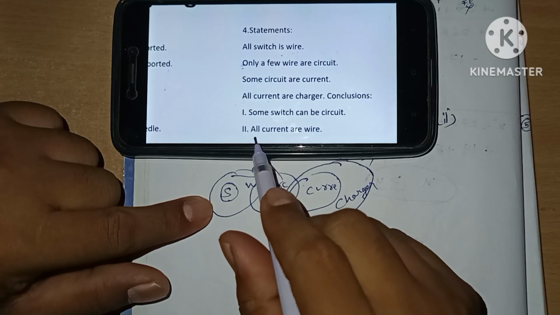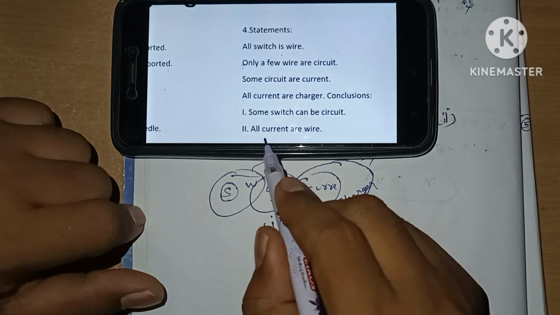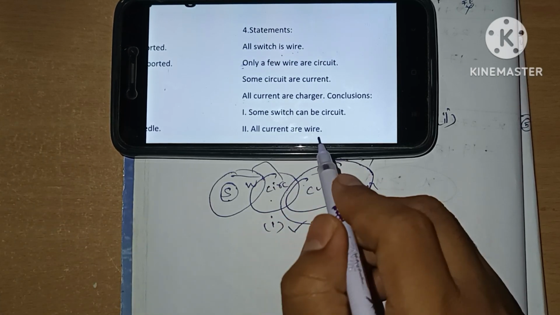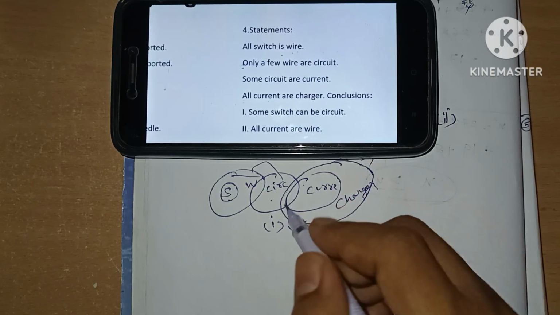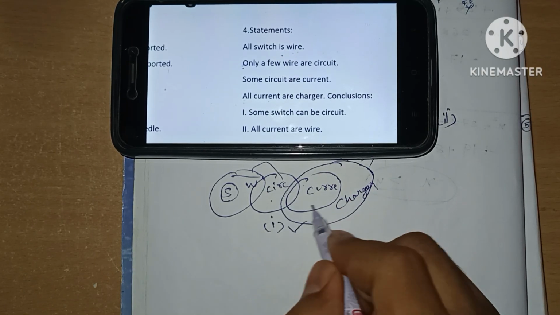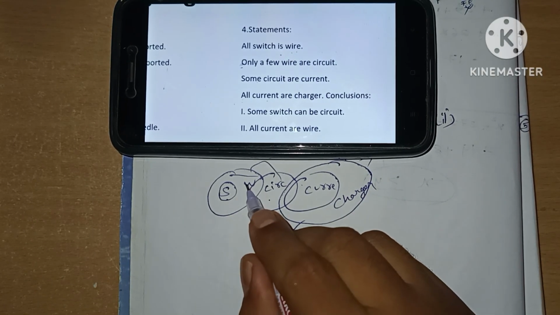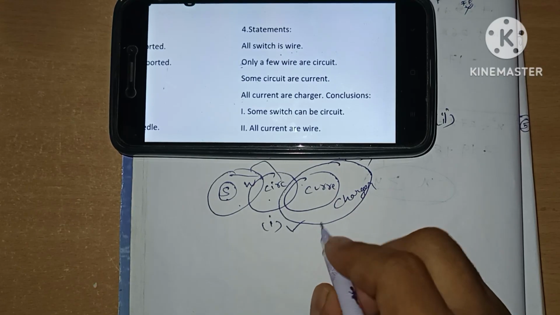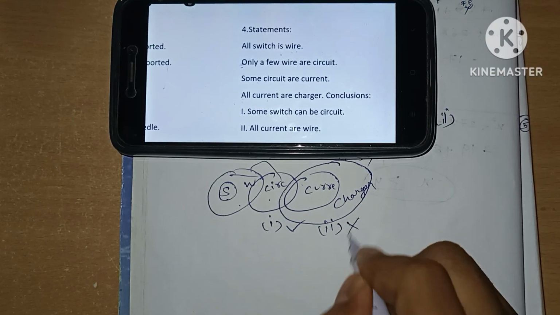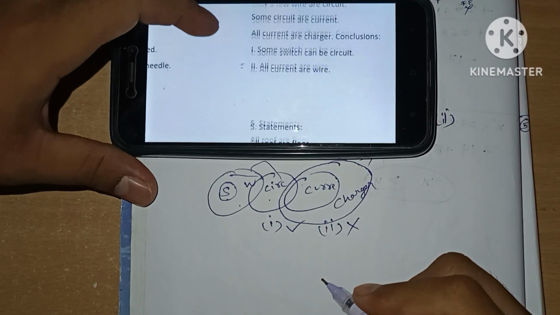Next, all current are wire. We need to check the direct meaning of this one because it is a direct conclusion. This is current and this is wire. There is no direct relation between these two. So second one will be false. Let's see fifth question.